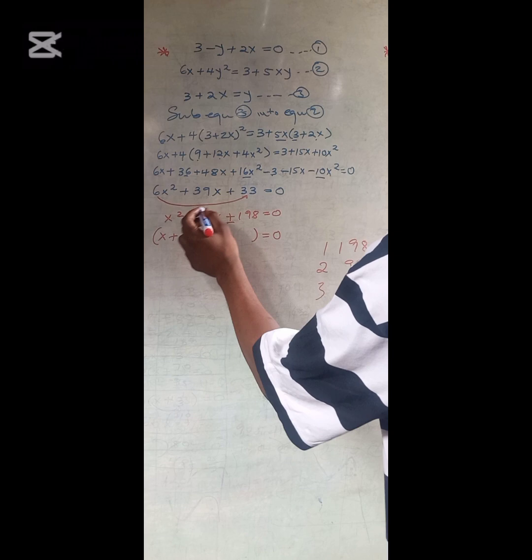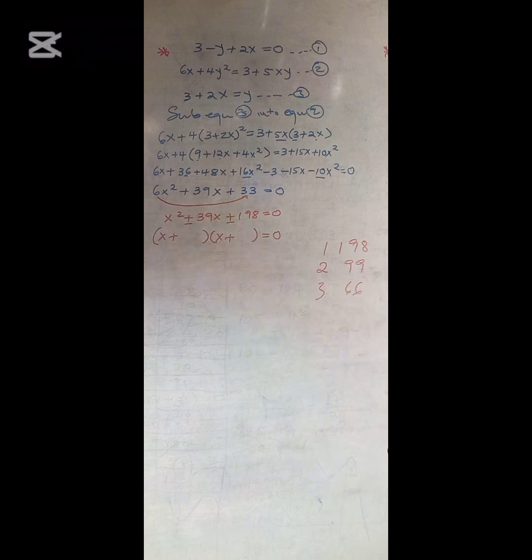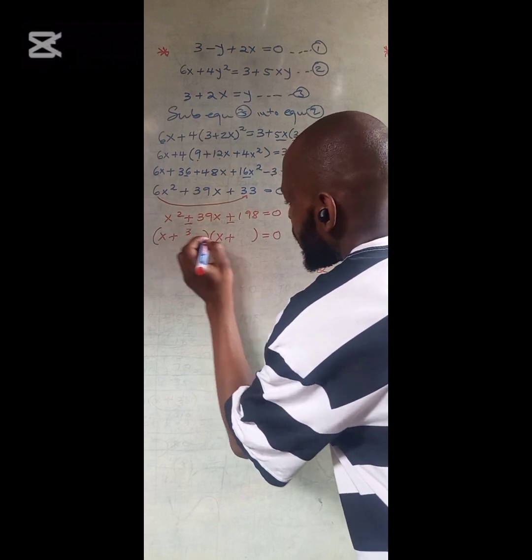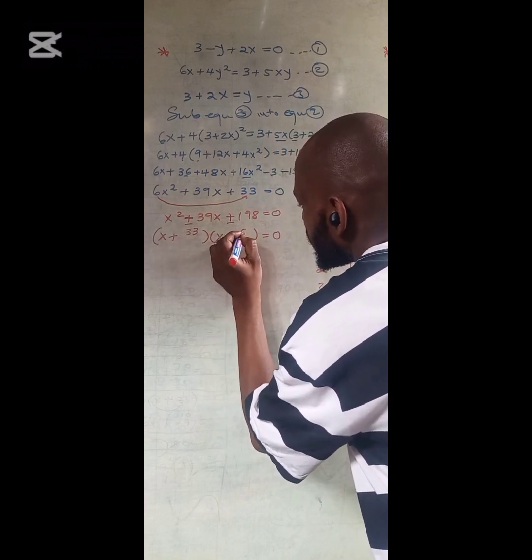We want the combination that can give us a 39. By 4, it will give us a decimal. By 5, it's a decimal. By 6, it's 33. Oh, wow. This is the combination we are looking for, right? It's 33 and 6, right?